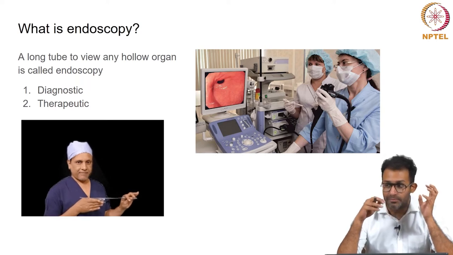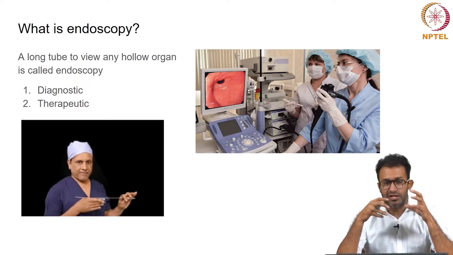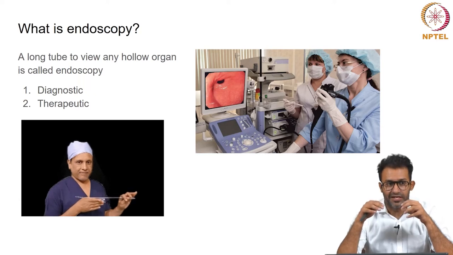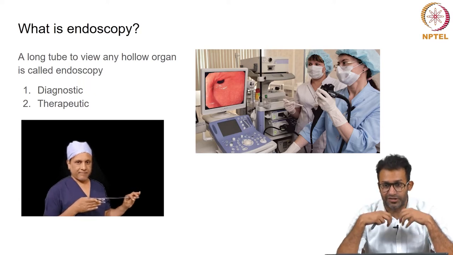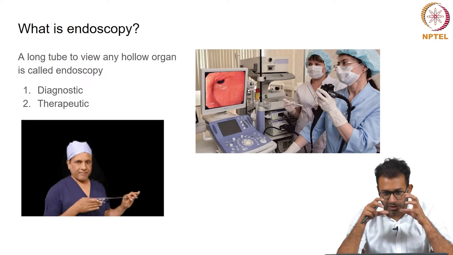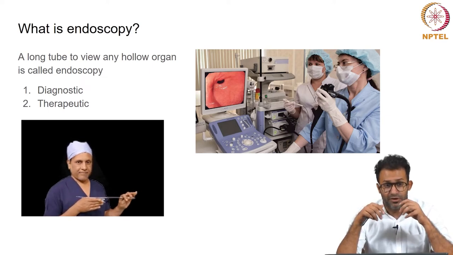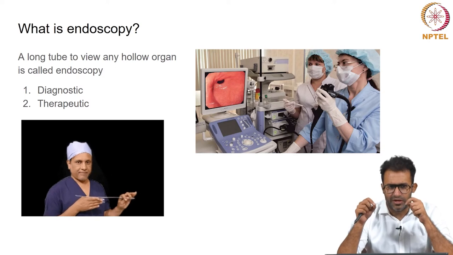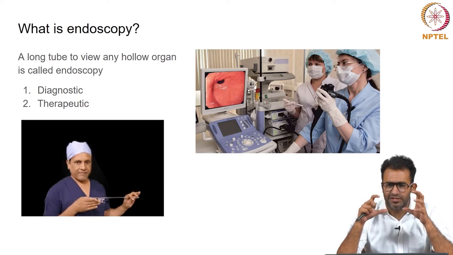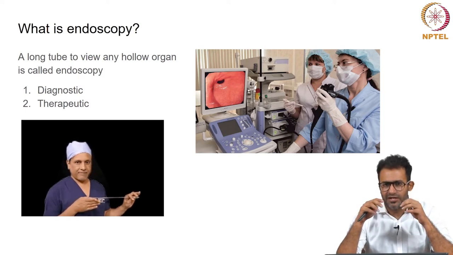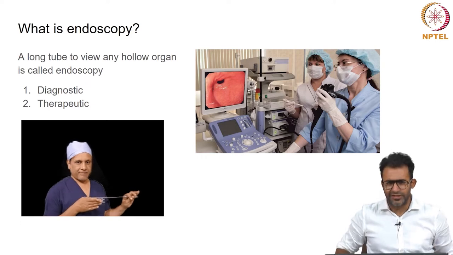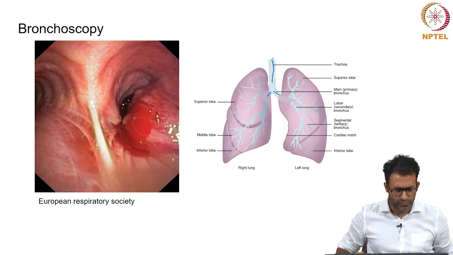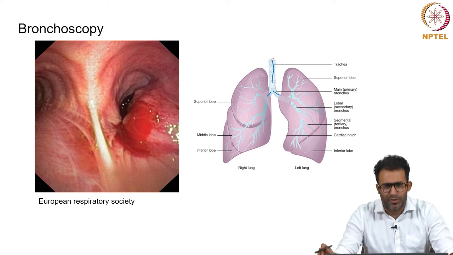That hollow organ can be your esophagus, stomach, small intestine, large intestine. It can be your bronchus, the bifurcation of the windpipe. It can be even visualizing inside the abdomen, what we call the peritoneal cavity. So there are a lot of terms involved in this. A brief understanding of these terms would help you understand the entire industry and give you an overall outlook. So what we see here is a bronchoscopy.